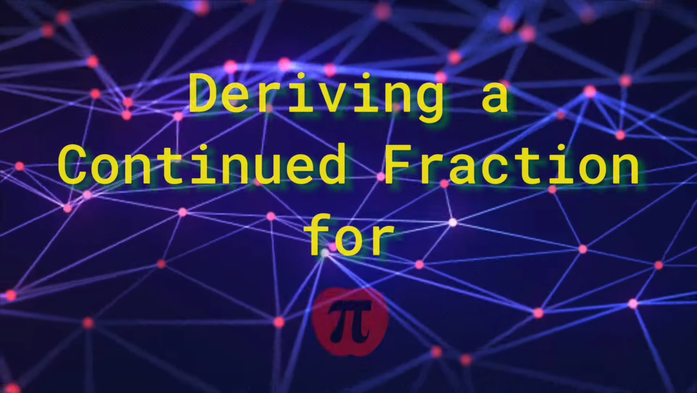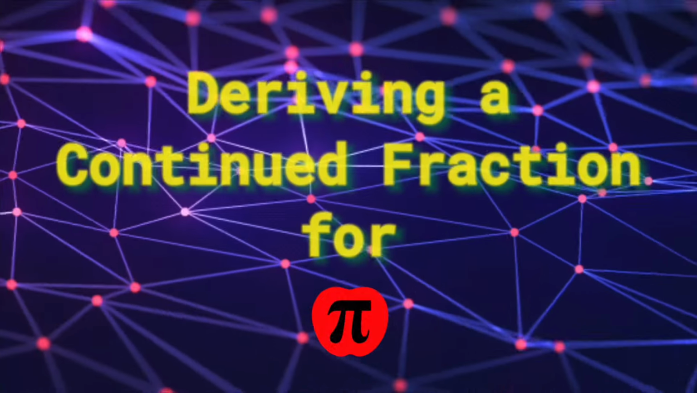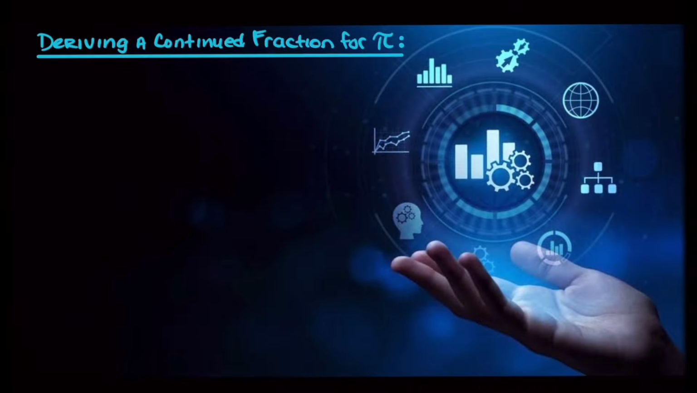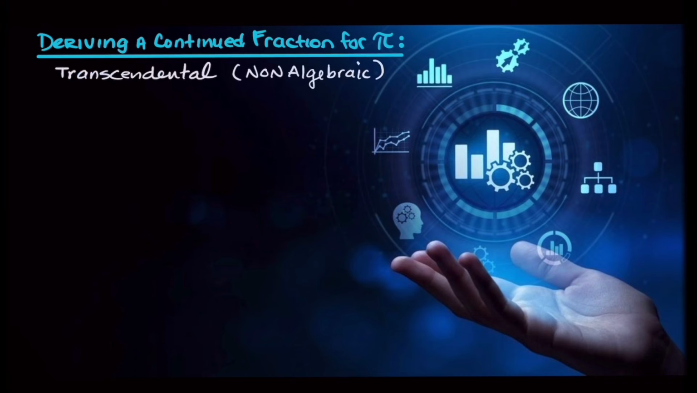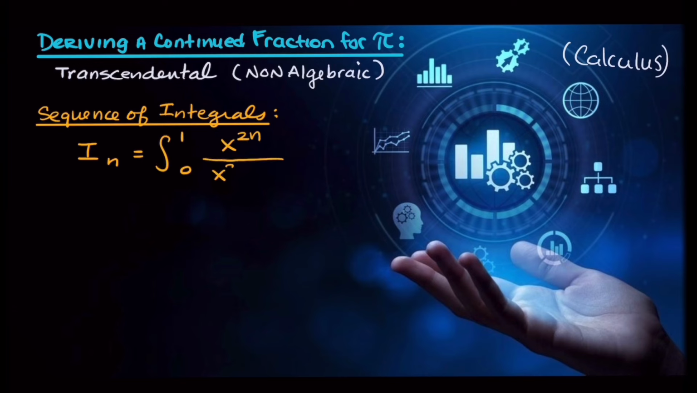Deriving a continued fraction for pi. Transcendental numbers are not algebraic, meaning that they are not the solution to an algebraic equation, and therefore we rely on calculus to help us out. So the first thing we're going to do here is create a sequence of integrals, I sub n, equal to the integral from 0 to 1 of x to the 2n power over x squared plus 1 dx.